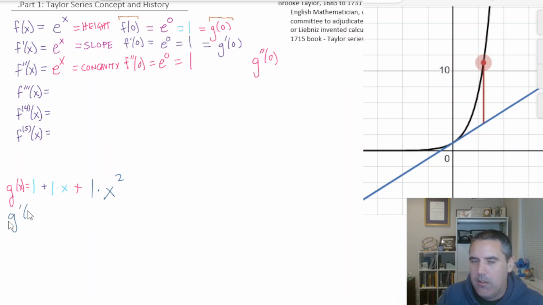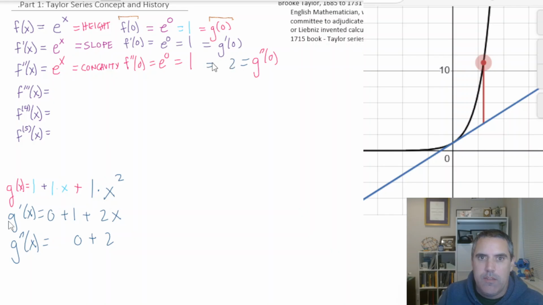Well, let's check. The first derivative would be 0 plus 1 plus 2x. The second derivative would be 0 plus 0 plus 2. So the second derivative is 2, and they don't match up. We've failed. This is what I do in class. I tell students, why did we fail? And we try to reverse engineer this. And this is where you understand where the formula comes from. It specifically has to do with the fact that we're approximating with polynomials.